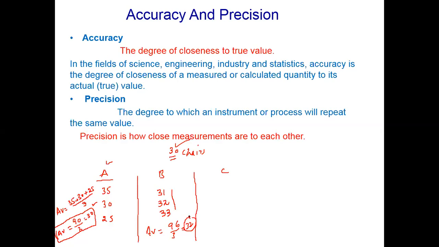So the working of B is actually precise but not accurate, because for accuracy your result must be close to the original value. So there is a difference between 30 and 32.